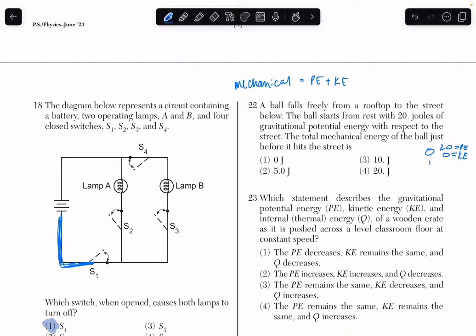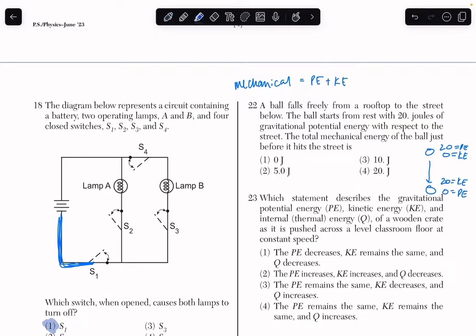But when it reaches the bottom, things are reversed. There is 20 joules of kinetic energy while there's 0 joules of potential energy. And that's because the ball is moving as fast as it can now. The kinetic energy is at its max while the potential energy is all used up. It's turned into kinetic energy. So there's 0 PE now.